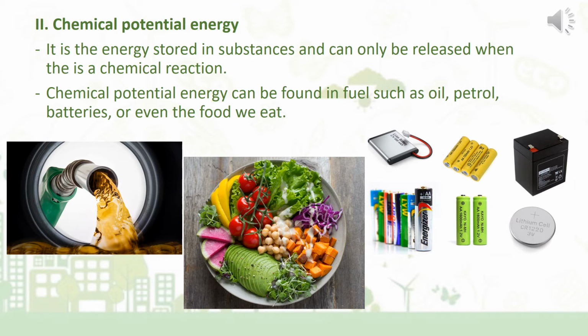And the food we eat also contains chemical potential energy. We need energy to do our work. So, to get the energy, we eat our food. This food contains chemical substances, and after some chemical reactions, these chemical substances release the energy. From that energy, we can do our work.